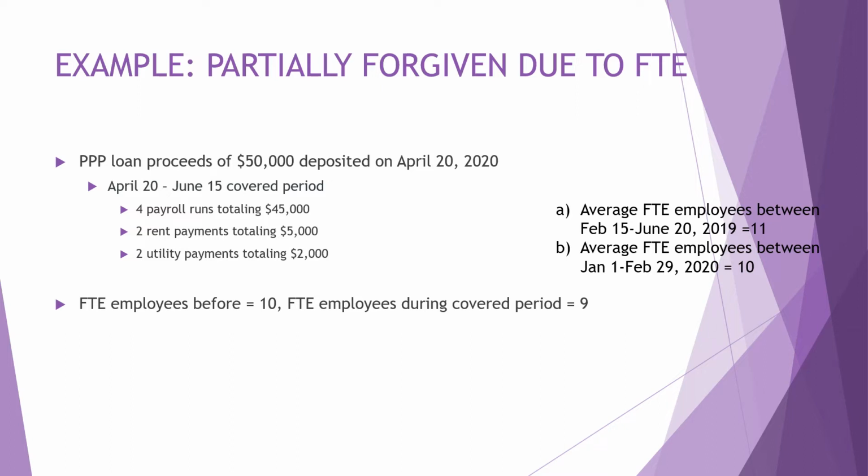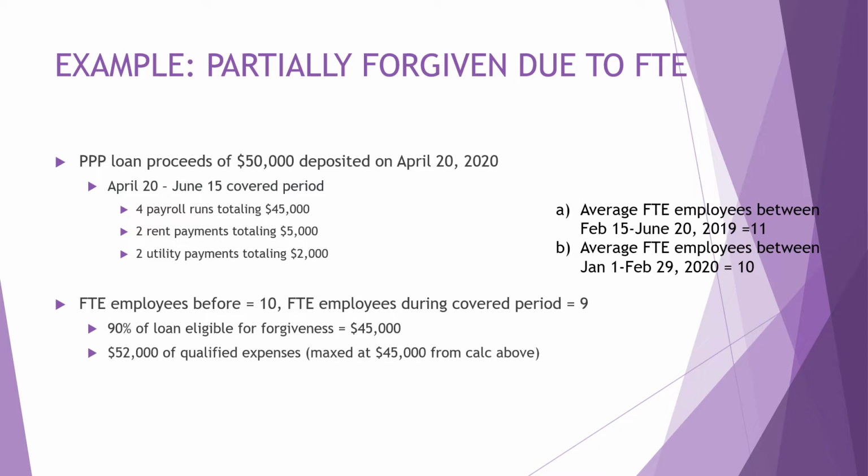We've got 9 as the coverage period, so that gives us 90%, 9 divided by 10 there. That 90% means that our loan eligible forgiveness will only be 90% of the loan proceeds of $50,000. So the 90% of 50 is $45,000. Now we have enough qualified expenses to cover all of that. From above, we got $52,000 of qualified expenses. Of course, that's maxed at our loan eligible for forgiveness, which was that $45,000.